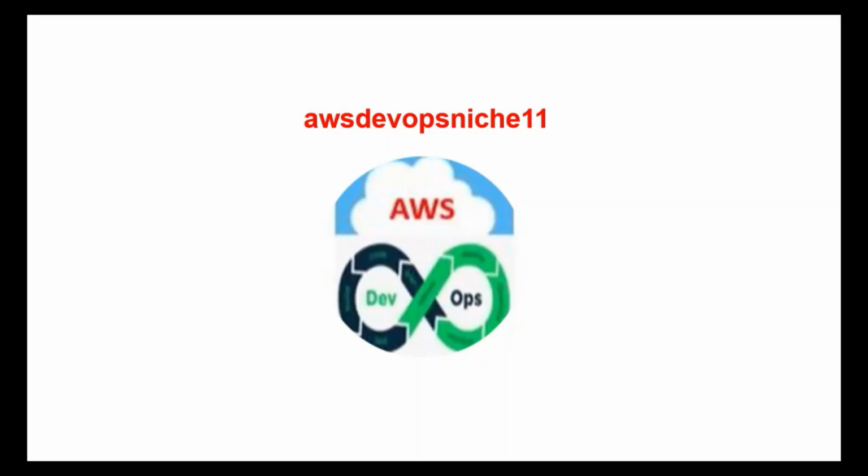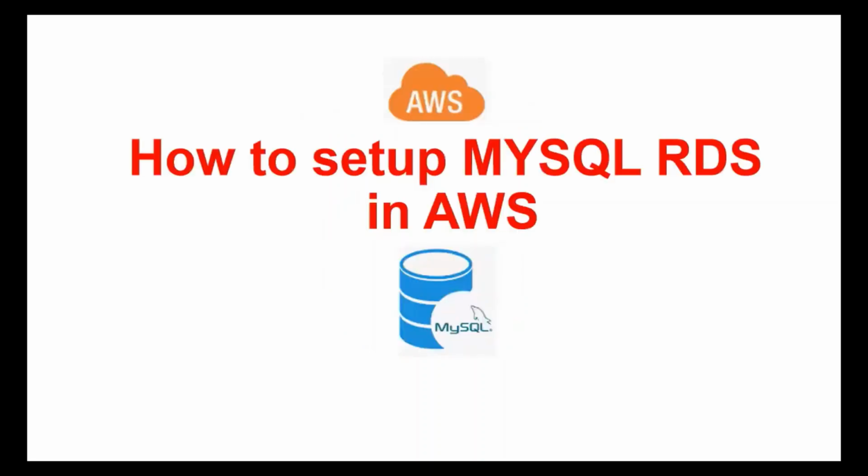So in today's video, we are going to talk about how to set up MySQL RDS in AWS. There are multiple managed services for relational databases that AWS offers. As part of that, today we are going to do a lab on how to set up a MySQL relational database on the AWS cloud.